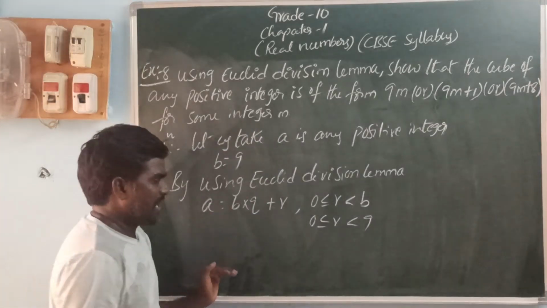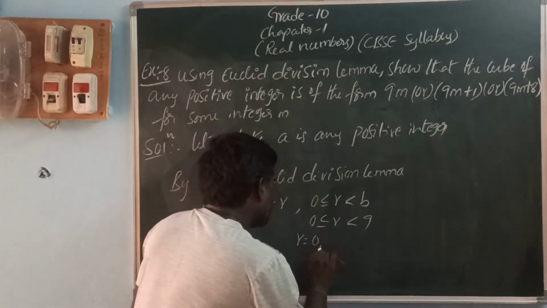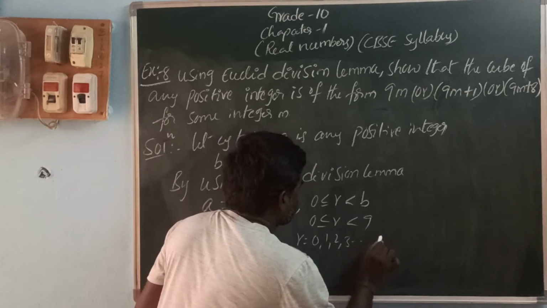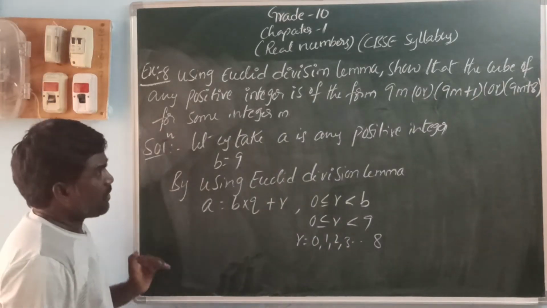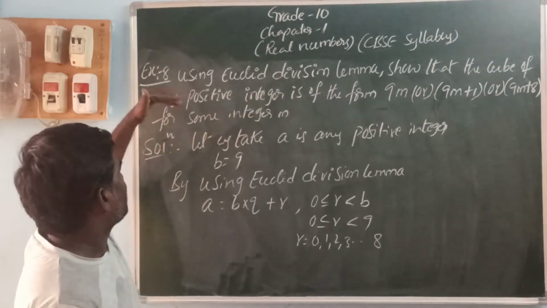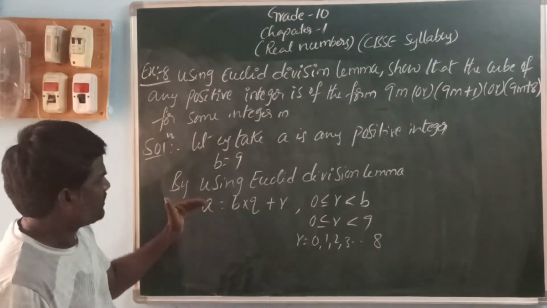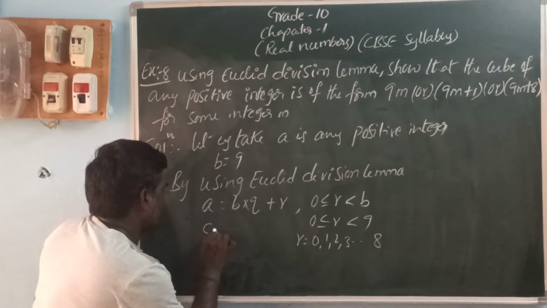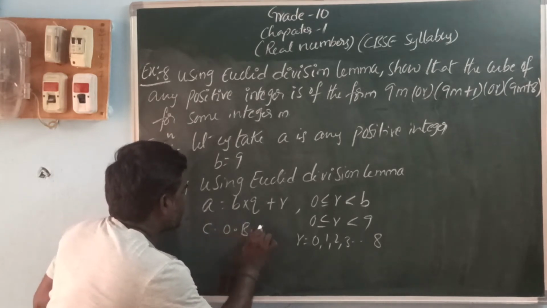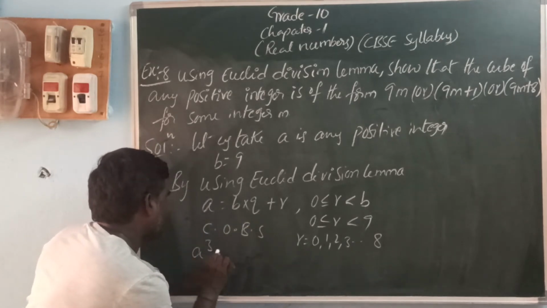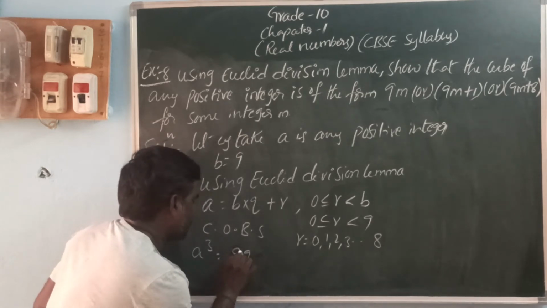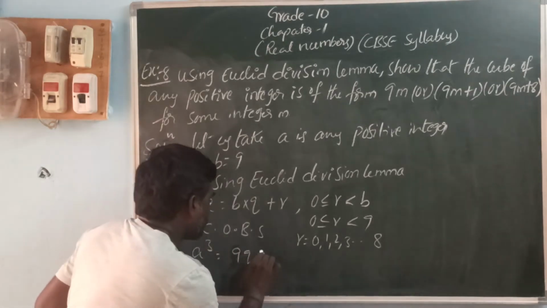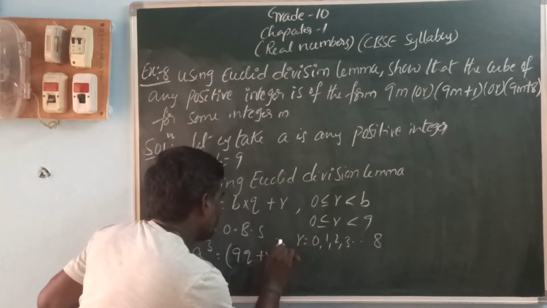So the remainder values are how much? 0, 1, 2, 3, 4, 5, 6 and so on up to 8, since r is less than 9. So what is the question? The cube of any positive integer. Taking the cube on both sides, a cube is equal to b cube. The b value is how much? 9. The divisor is 9. So 9 cube plus r, whole cube.